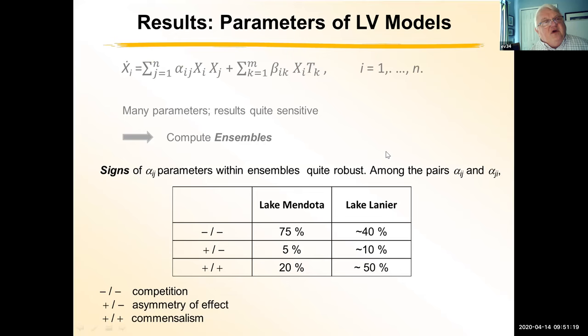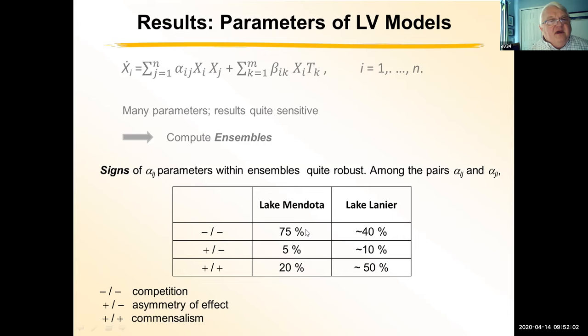Now more interesting are the interaction parameters. The interaction parameters are these alpha ij. And what do they mean? If alpha ij is negative and alpha ji is negative, it means they are both competing with each other. Here you have a positive effect of A on B, a negative effect of B on A. If there's a plus-plus, then we have commensalism. So these species benefit from each other because, for instance, one species is excreting something that the other species can take up and use.